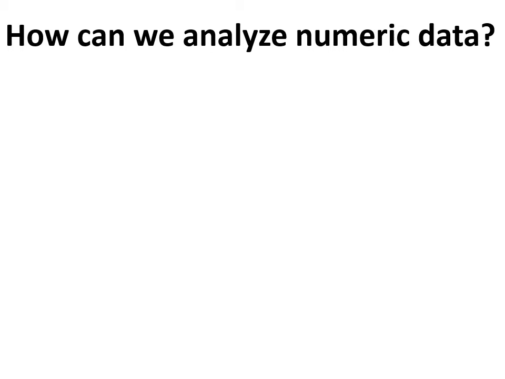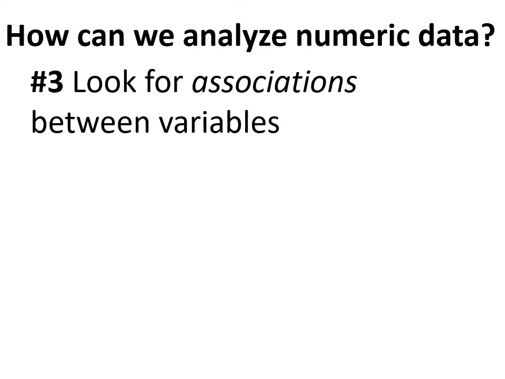But the third thing that we can do with numeric data is look for associations between variables. By an association, I mean a pattern, a systematic tendency for one variable to move in a particular direction, and as that happens, another variable moves either in the same direction or in the opposite direction.